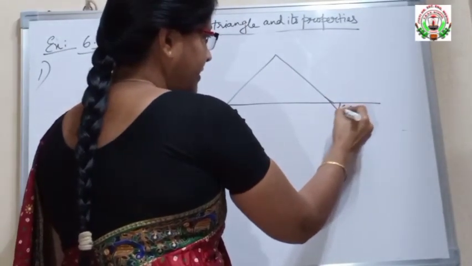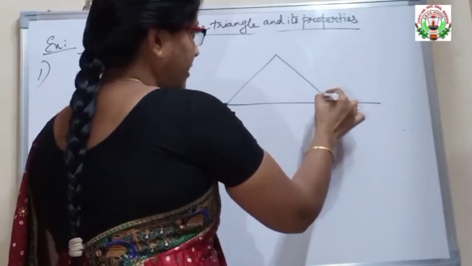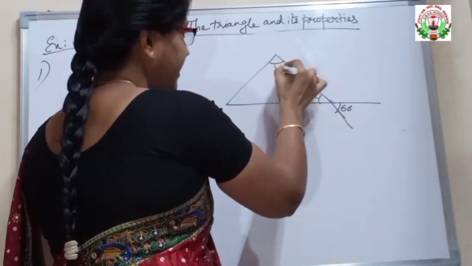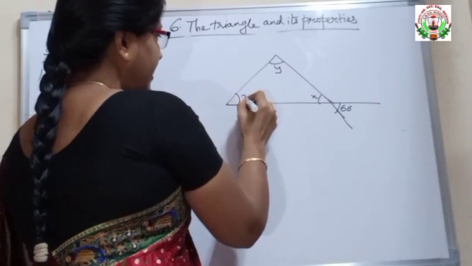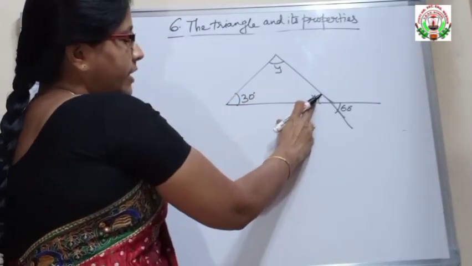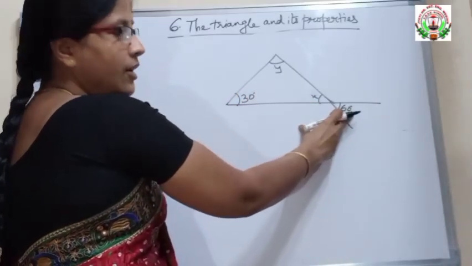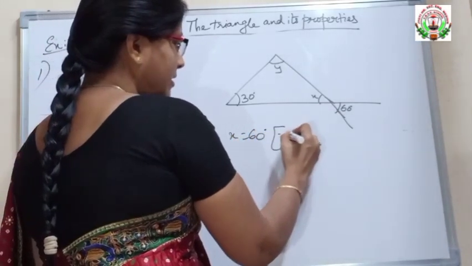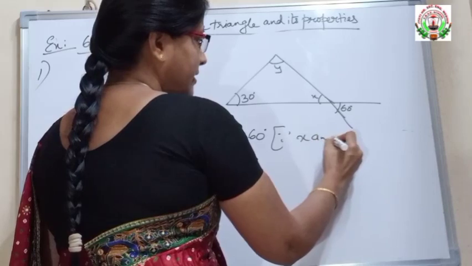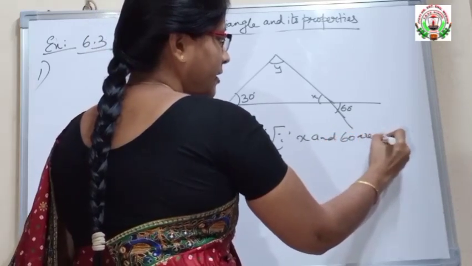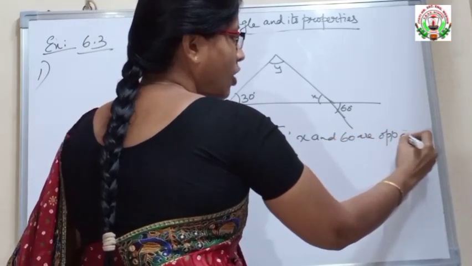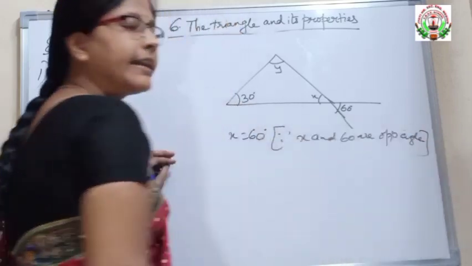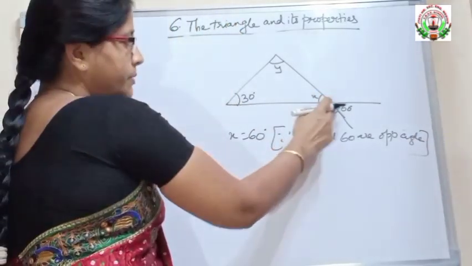Here it is given as 60 degrees, here as x, here as y, and here as 30 degrees. You can see here x and 60 are opposite angles. So x is equal to 60 degrees because x and 60 are opposite angles. Directly I can write it because these two are opposite angles.